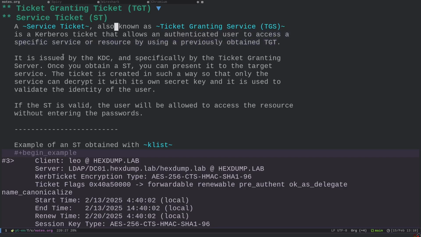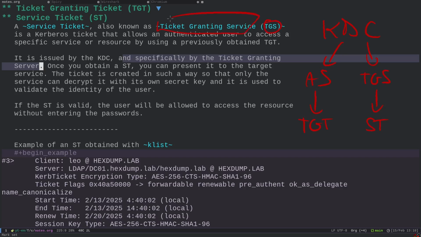So it is issued by the KDC and specifically by the ticket granting server. Because remember, we have two tickets, which means that the KDC is split into two different roles: the authentication service, AS, which issues TGTs, ticket granting tickets, and the ticket granting server, which issues service tickets, also called TGS, ticket granting service.